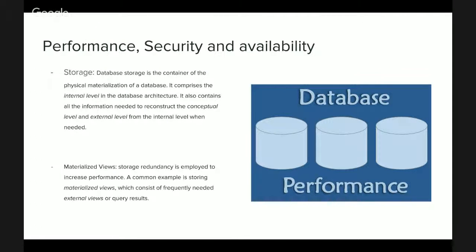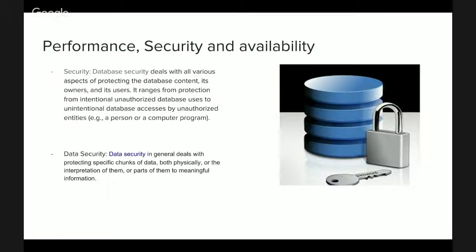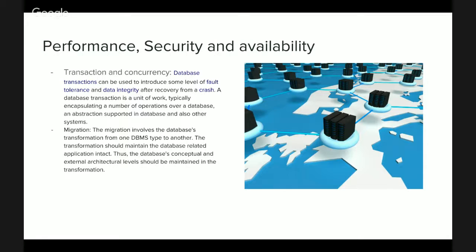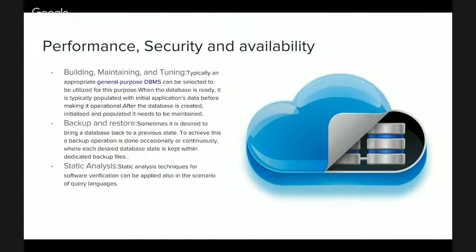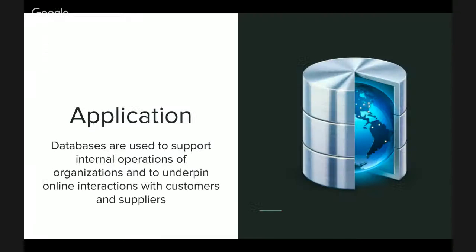The performance, security, and availability are the big parts of the database. The first one is the storage, and the second one is the materialized views. The third one is security, and the fourth one is data security. The fifth one is the transaction and concurrency, and the final one is the migration. Also, building and maintaining, tuning, backup, restore, and static analysis are part of the performance of the database.